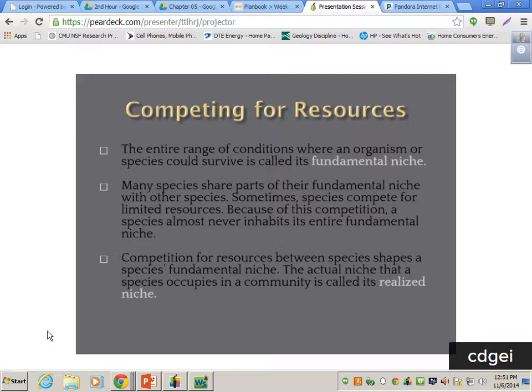Will I ever do all of my fundamental niches? No. You don't want somebody teaching you about biology, doing brain surgeries, radiology, and nursing all at the same time. You wouldn't know enough about any one of them to be good at any of them at that point. Okay? So many species share parts of their fundamental niche with other species, and sometimes species compete for limited resources.